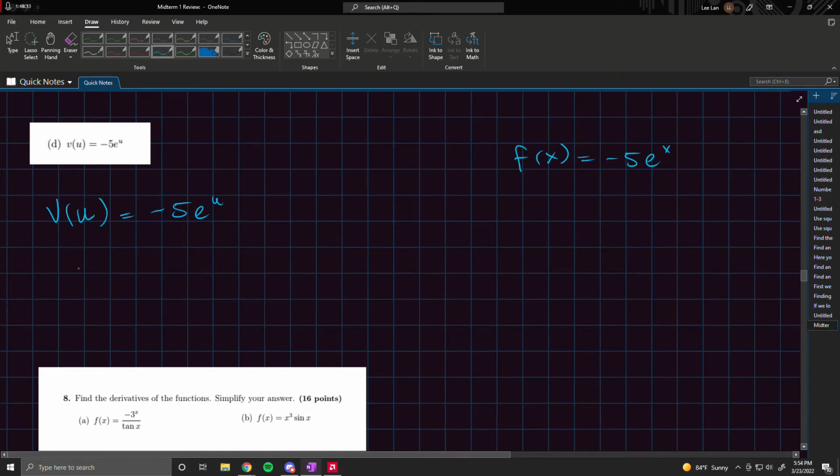Right, so how do we take this derivative? So v prime of u, well, whenever you have a coefficient, you can just leave it out in front and deal with it later. What's the derivative of e to the u? Or if you prefer, e to the x. So what's the derivative of e to the x? Well, it turns out that the derivative of e to the u is just itself. So you get negative 5e to the u.